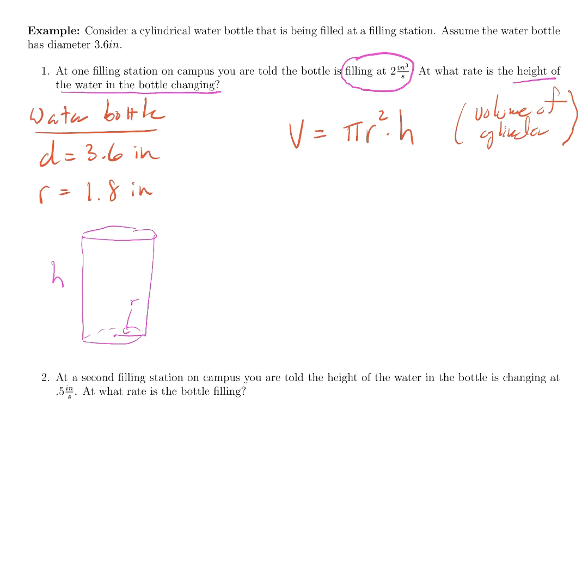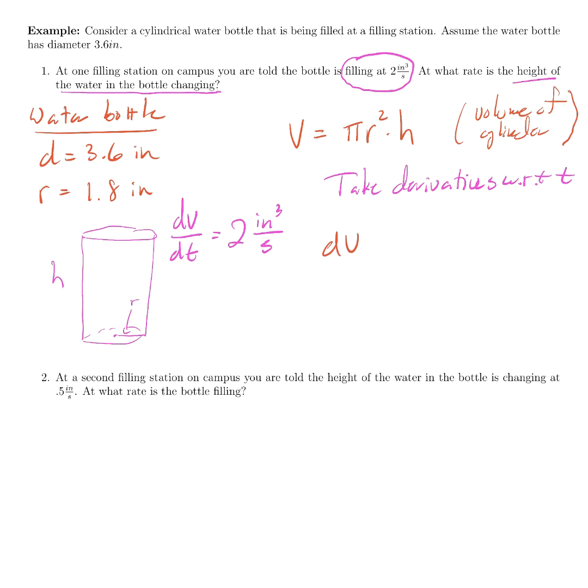So let's see, what other information do we need? This other information that is circled in pink is dV/dt. It's the rate of change of the volume. It's the rate of change in cubic inches per second. So we've been told that dV/dt is 2 cubic inches per second. Okay, so now we can take derivatives with respect to time.